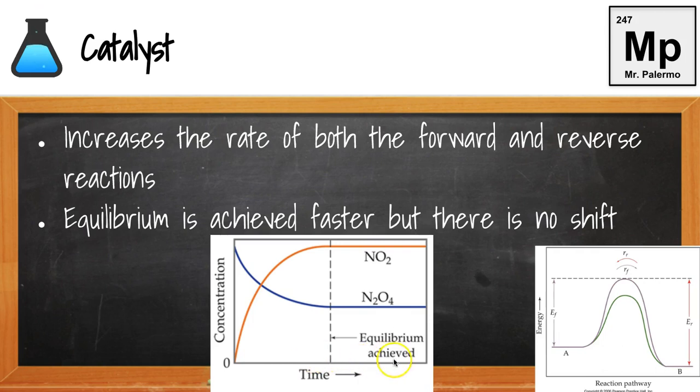So in the reaction we had in class with our equilibrium tubes, which is this here, we're going to get to this equilibrium point just faster, but again, there's no shift in either direction towards the reactants or products.